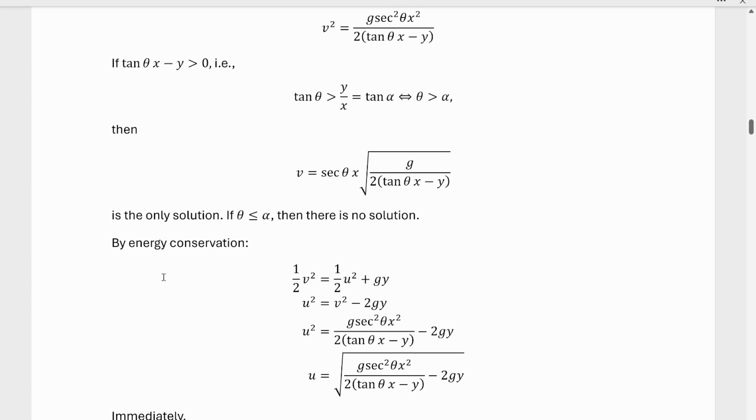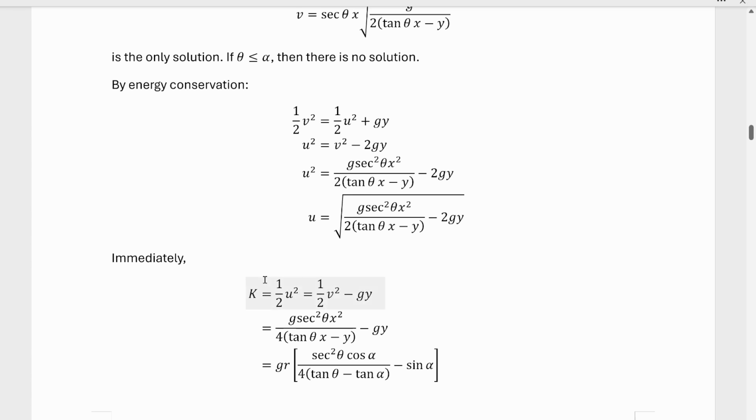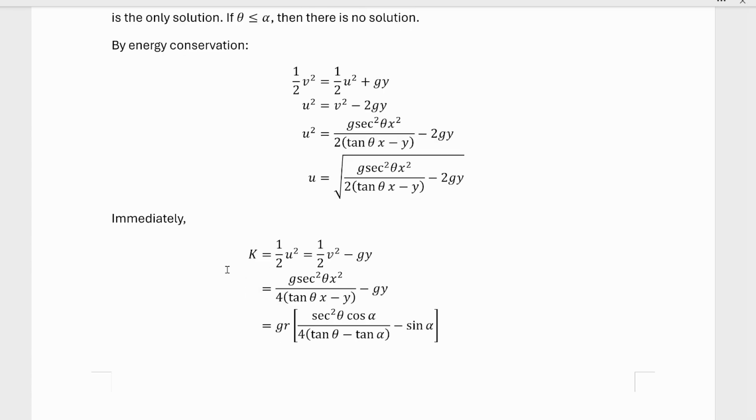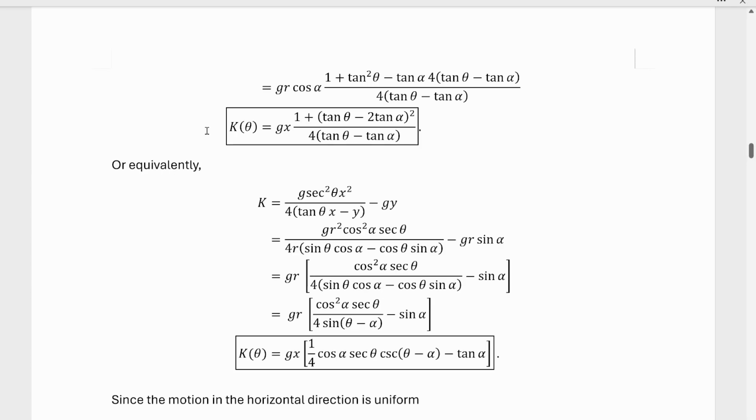Using energy conservation, we can solve for u. So immediately that gives us k, which is half u squared. Simplifying the expression for k, we can have two equivalent forms. The first form of k looks like this. This is more convenient when we later investigate the relationship between k and a.